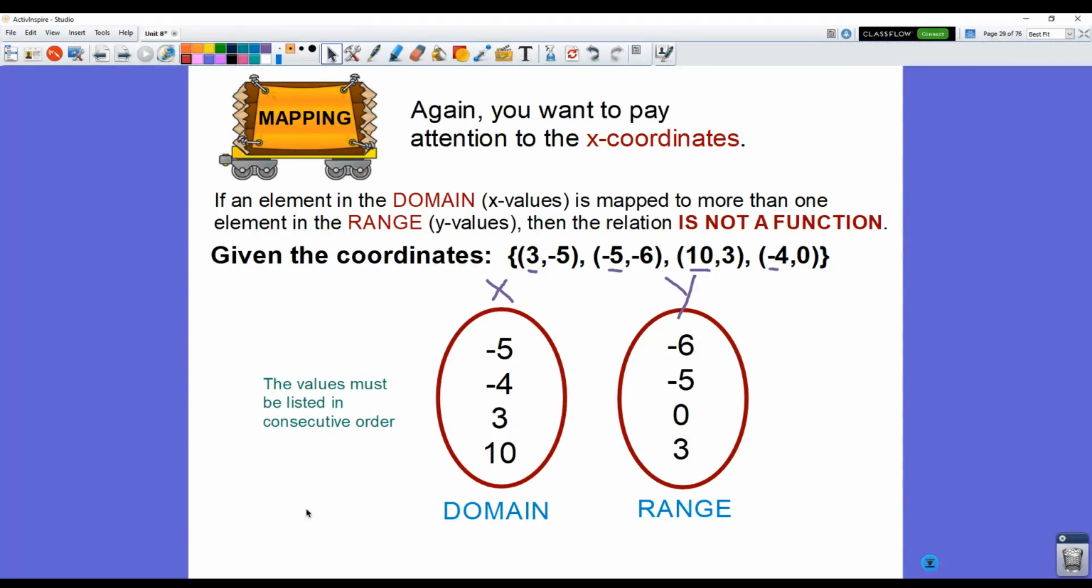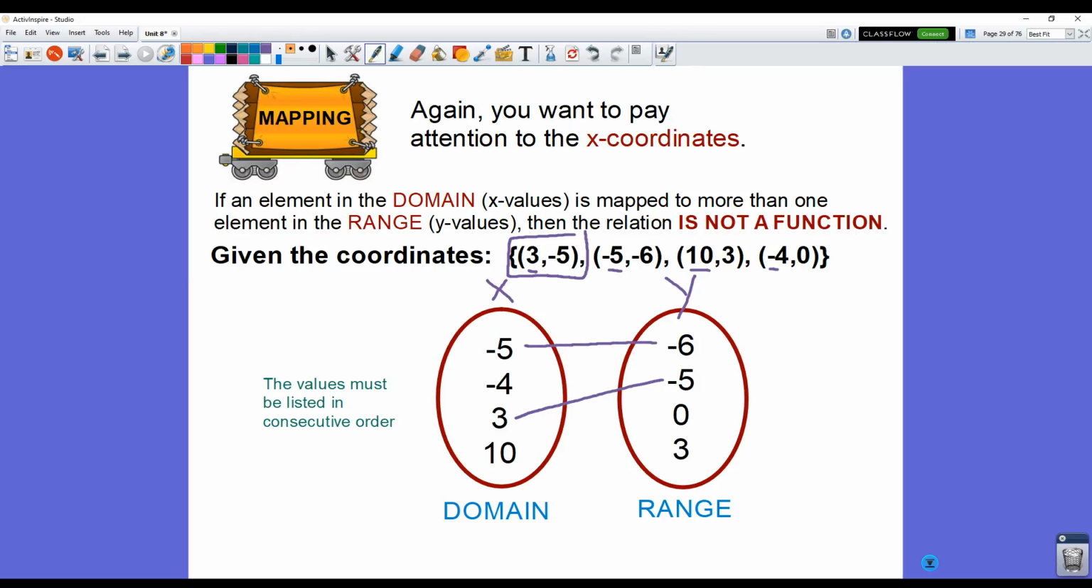In order to create the mapping, what we're going to do is map each coordinate to itself. So there's one coordinate. So the 3 and the -5 are together. So I'm going to go and find my x value of 3 and map it to my y value of -5. Then I'm going to look at my second coordinates, -5, -6. So I'm taking my x value of -5 and mapping it to my y value of -6.